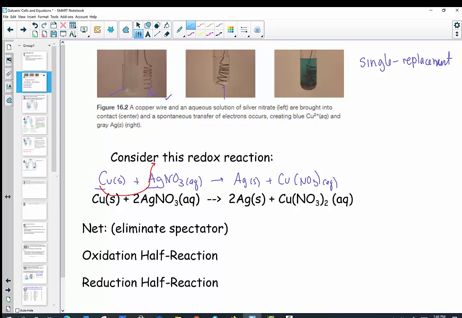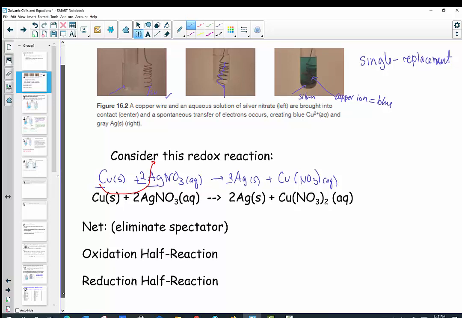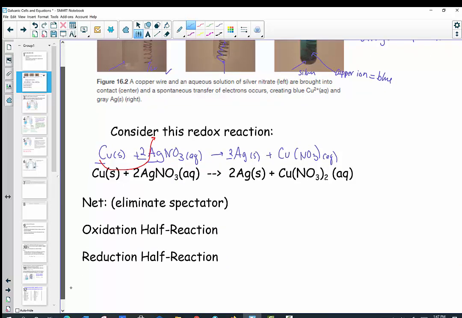And you can see this silver starting to plate out on the original copper, and so much so that the copper now in solution as a copper ion is a blue color. Notice how the solution is now blue, and what's plating out is solid silver coating itself on that original copper spring. And so this single replacement reaction we also know was a redox reaction.